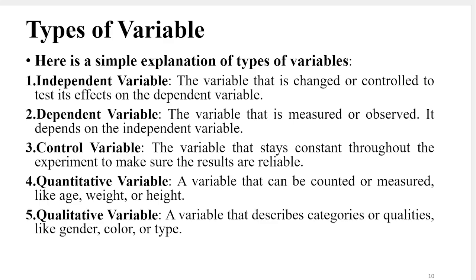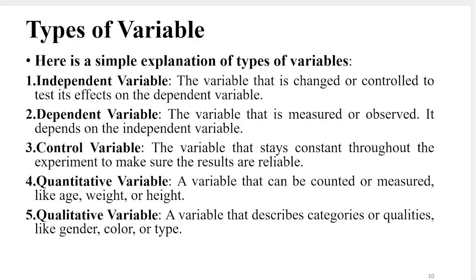Second, the dependent variable. This is the variable that we measure or observe. It depends on the independent variable. For example, vision quality or eye strain level can be dependent variables. Third, the control variable. These are variables that we keep constant during the study so that they do not affect the results. For example, age group or lighting conditions may be controlled in an experiment.